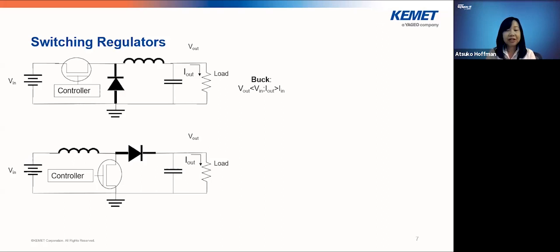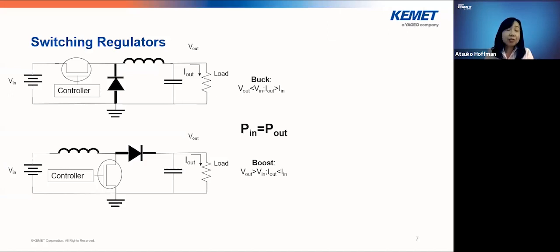The bottom configuration is a boost converter. It takes input voltage and steps the voltage up to produce output voltage. Output voltage is larger than input voltage, and the output current is smaller than input current. That's because the power going into the system needs to be equal to the power going out of the system, as we all learned at school.